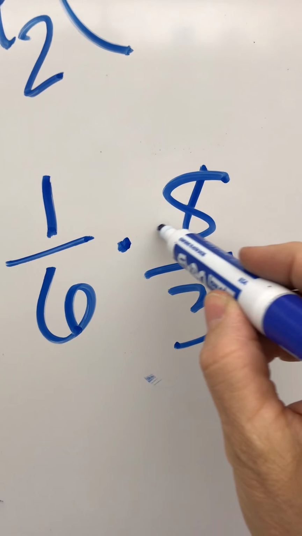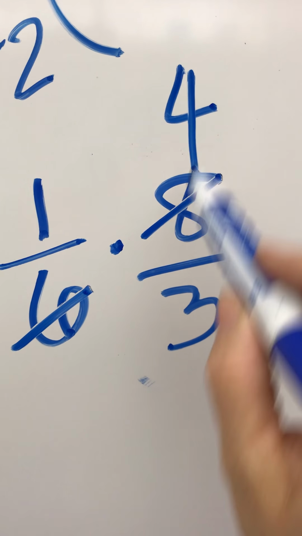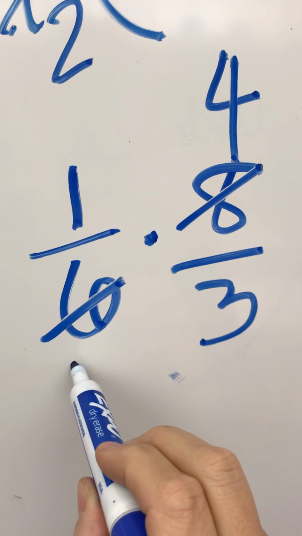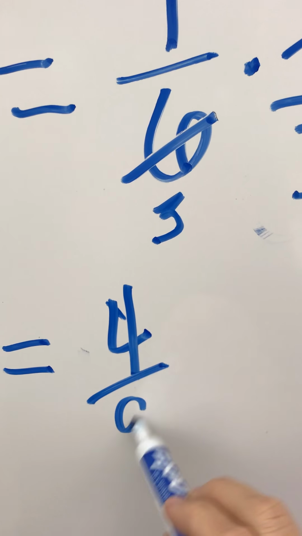All right, m equals, now let's look over here. 1/6 times 8/3. Well, we can pull out a 2 from both of these things. So 8 divided by 2 is 4, 6 divided by 2 is 3, and then we're just going to multiply across. The answer is 4/9.